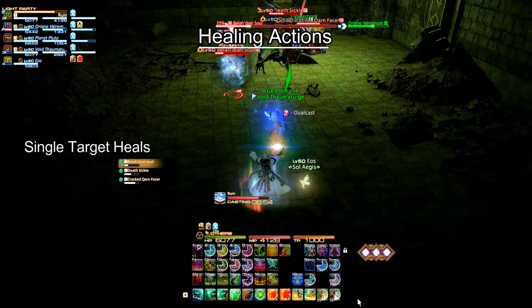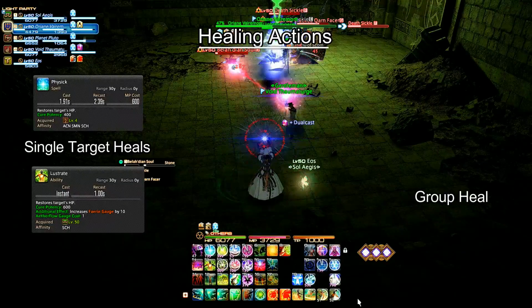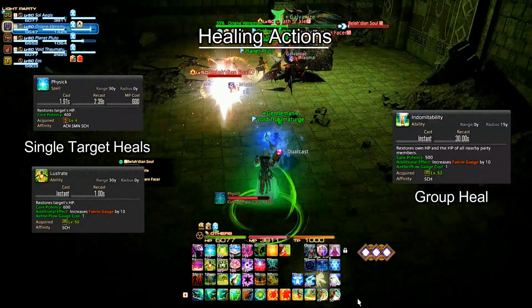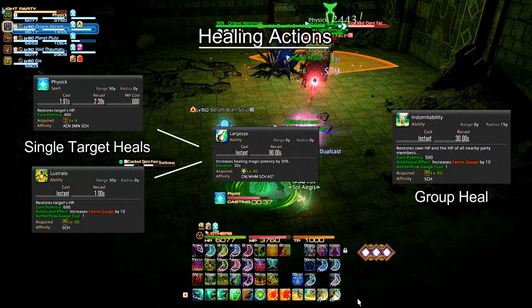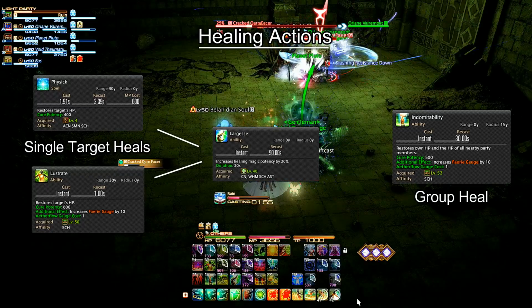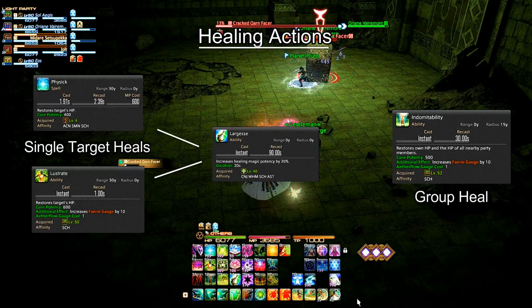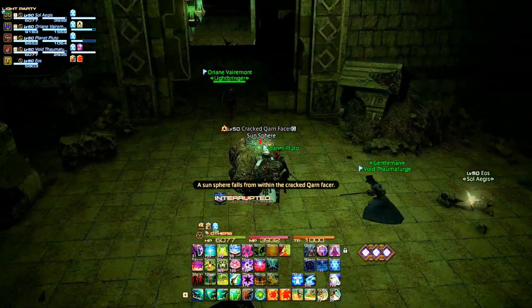Next, we will go over our direct healing abilities. These come in the form of Physic and Lustrate for your single target heals, and Indomitability for your group-wide heal. These can be further boosted by the use of Largesse to increase healing potency of spells by 20% for 20 seconds. It is important to note that Largesse only affects spells and as such will not increase the healing done by abilities such as Indomitability and Lustrate.